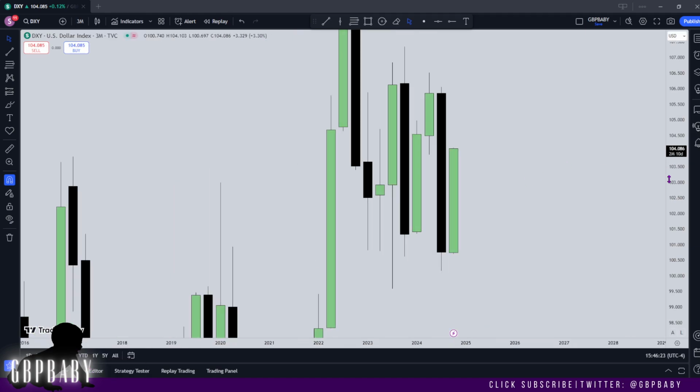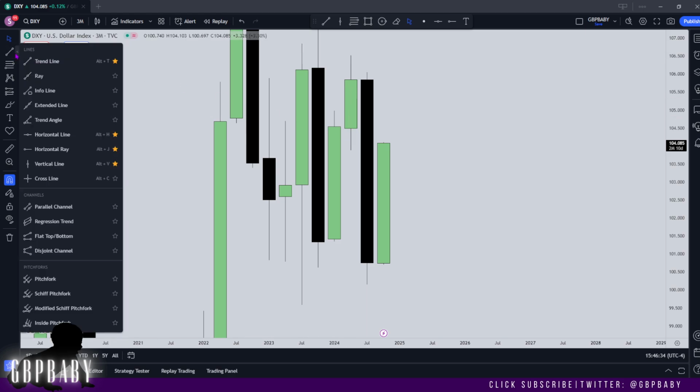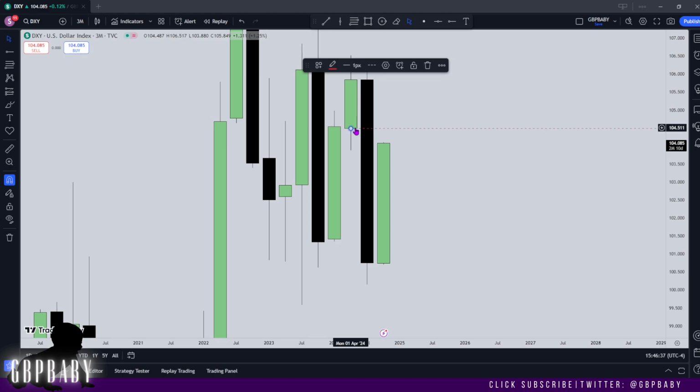So on the 3 month, you can see that we are obviously still at the start of the 3 month period, as in it ends at the end of the year, which is understandable. However, there is this massive 3 month bearish order block. Now, it's important we have these levels marked out because they should be very sensitive to price, assuming that price does manage to trade into it.